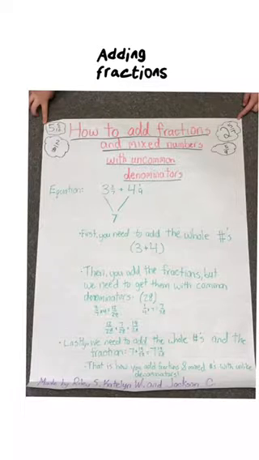Lastly, we need to add the whole numbers and the fractions. 7 plus 19/28 equals 7 and 19/28. This is how you add fractions and mixed numbers with unlike denominators.